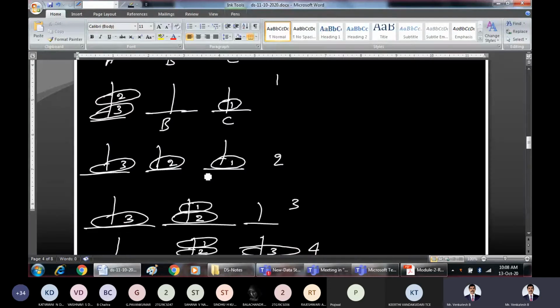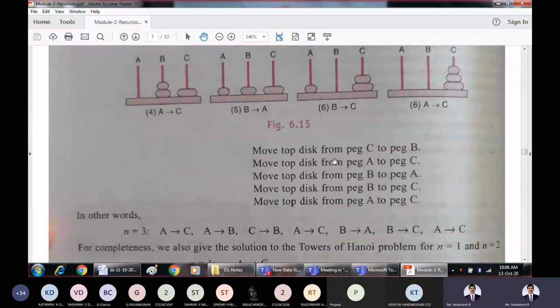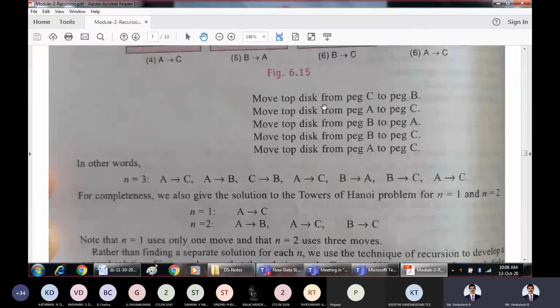So here, as you can see, move the disk from A to B. We have moved disk number 2 from A to B. That is the second move. Move number 1 is over. Move number 2 is over. Next, what is the third step? The third step is here: move the top disk from C to B.